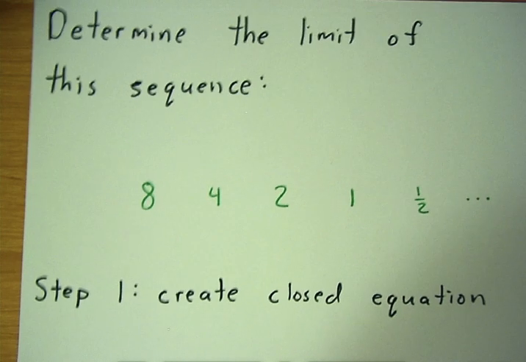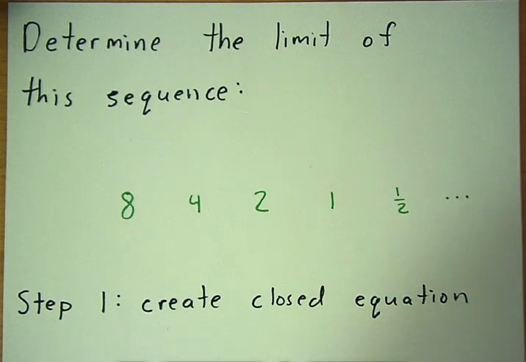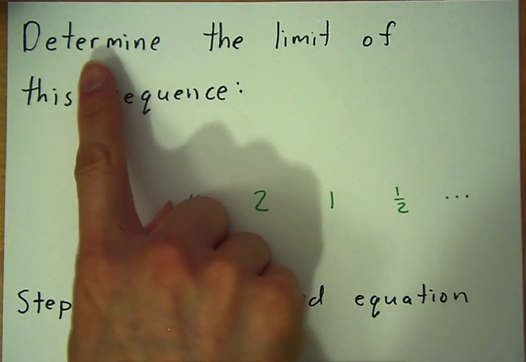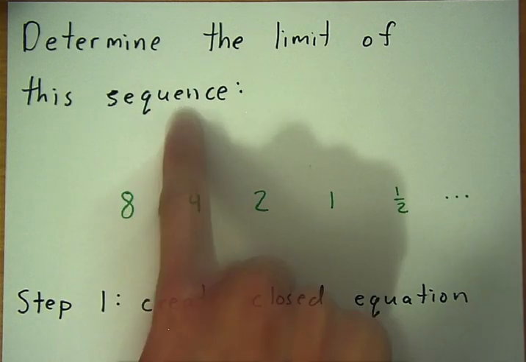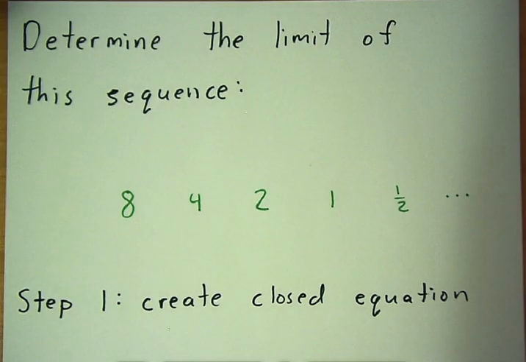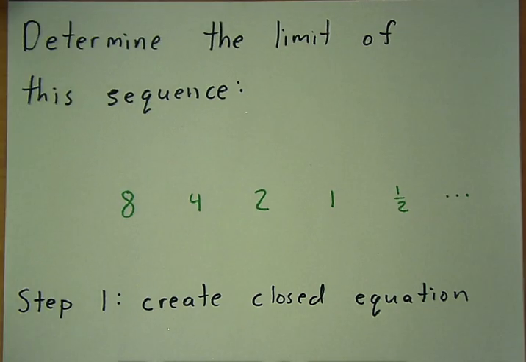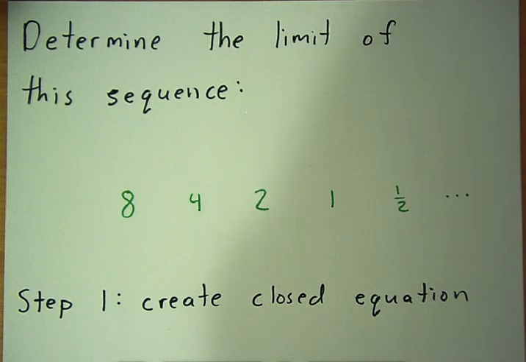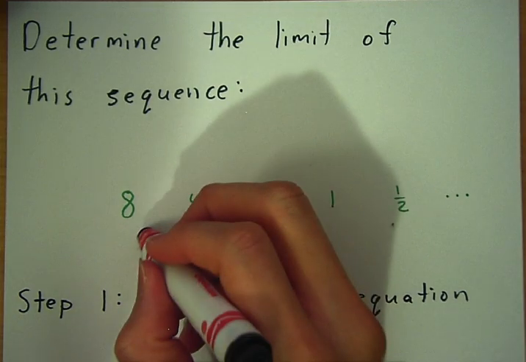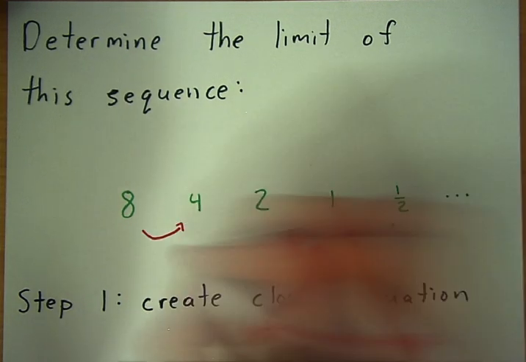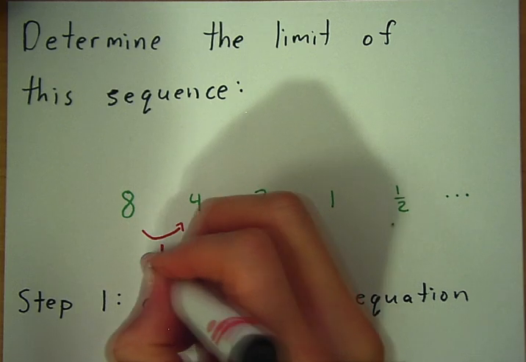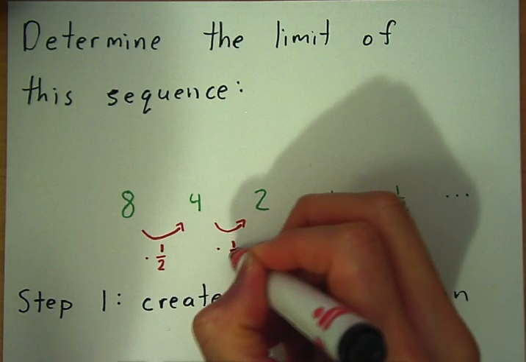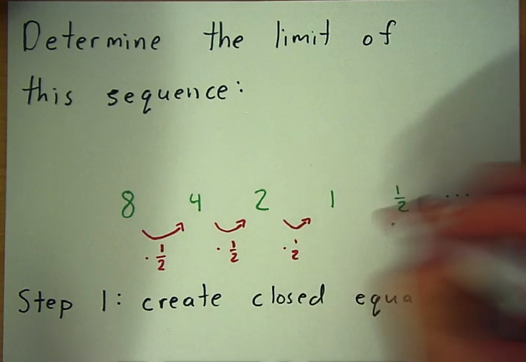Let's say that we have this sequence right here, 8, 4, 2, 1, 1/2, etc. And you're asked to determine the limit of this sequence. First thing we're going to do is create a closed equation for this sequence. As you can see, this is a geometric sequence where r is equal to 1/2, etc.